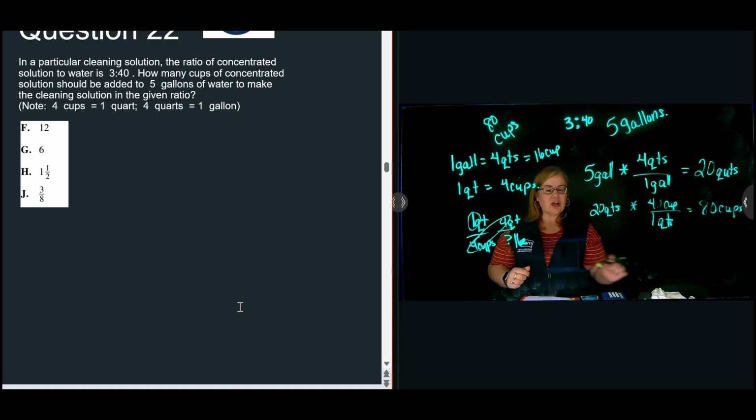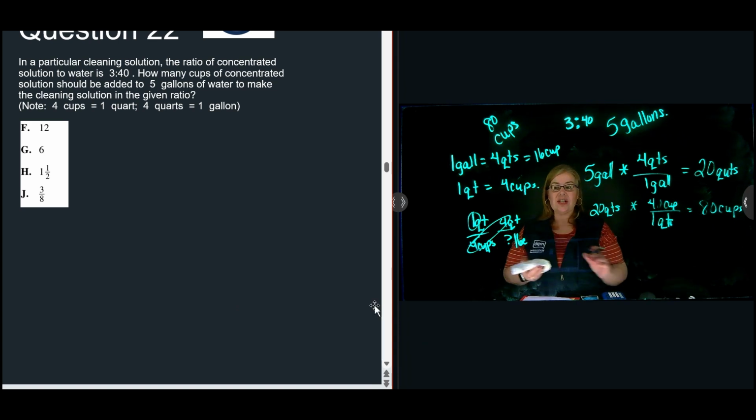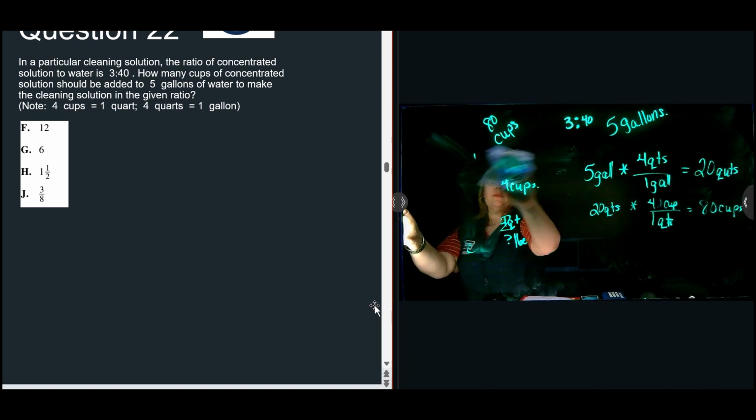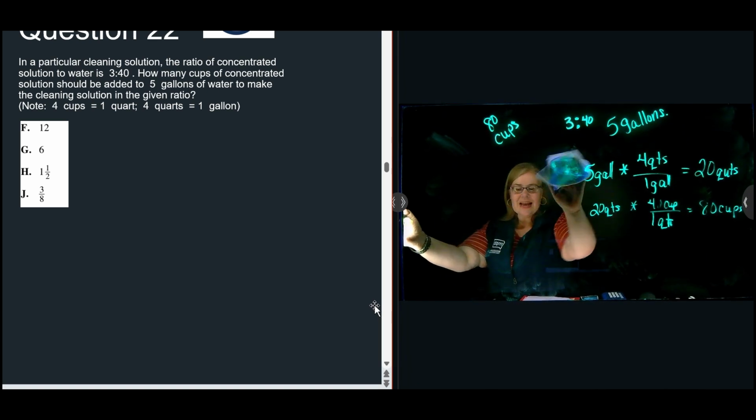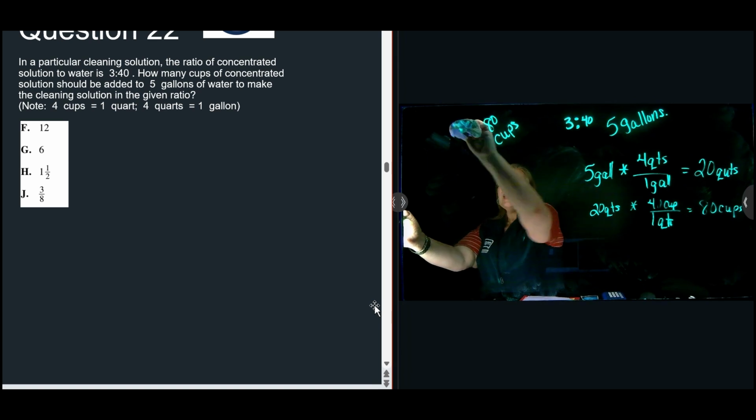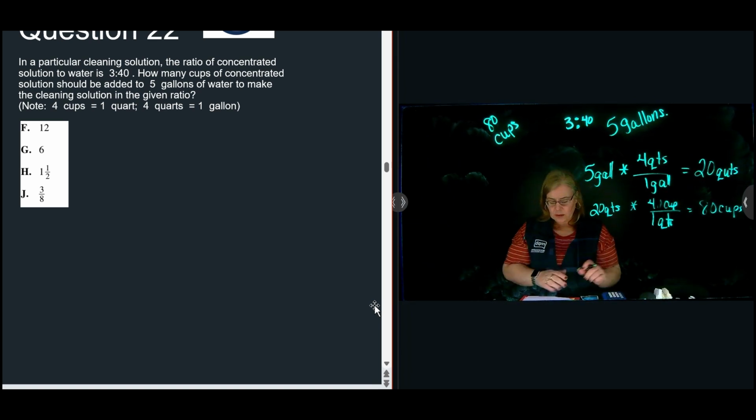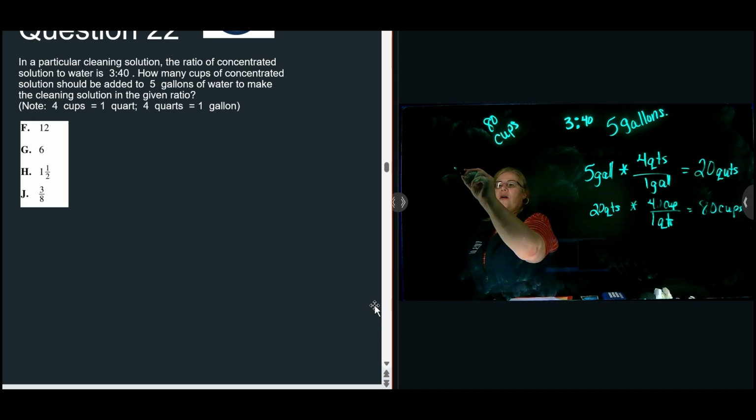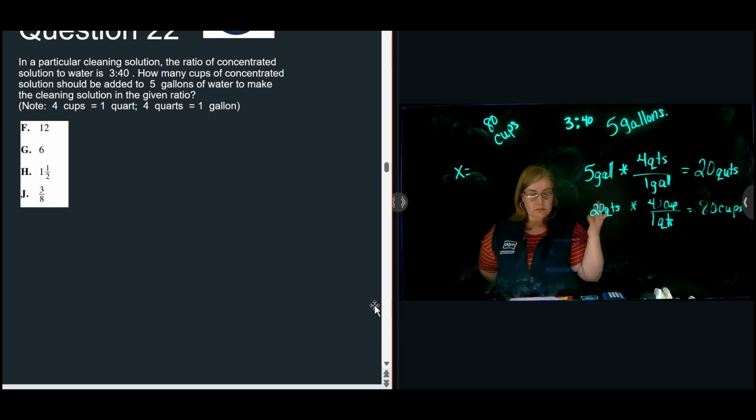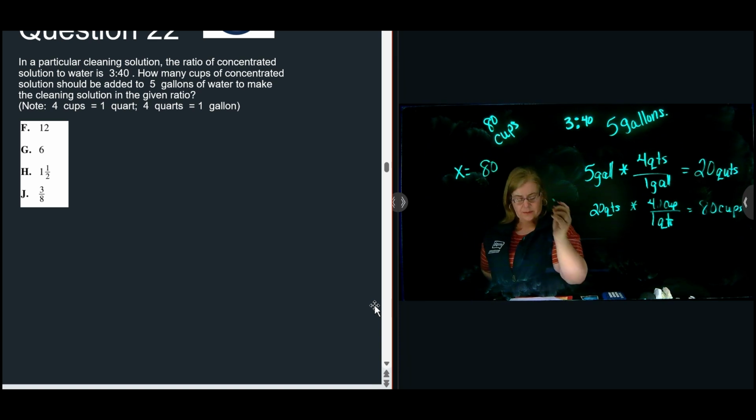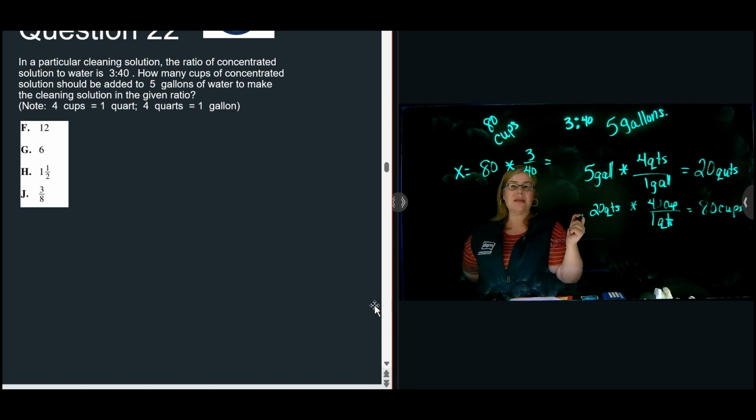So now I need to look at that ratio. So I'm going to erase this side over here so I can do the work over here, knowing that we have double checked the amount of cups in that 5 gallons. So here we go. So I need to know an unknown. So I know that my 80 cups times my 3 to 40 ratio is going to equal what?